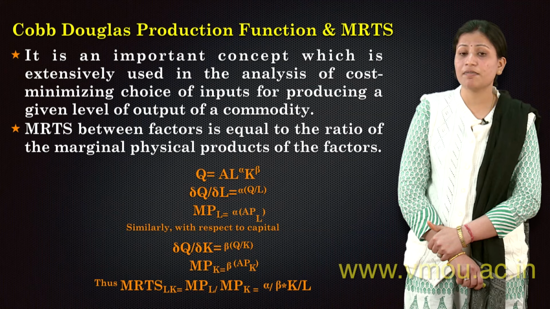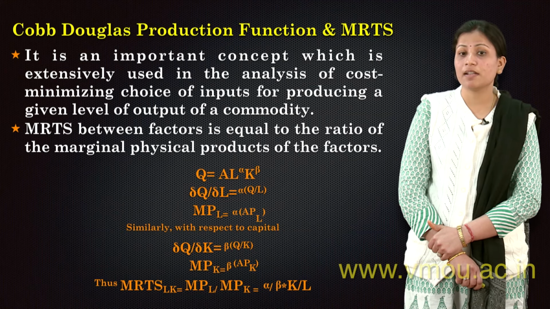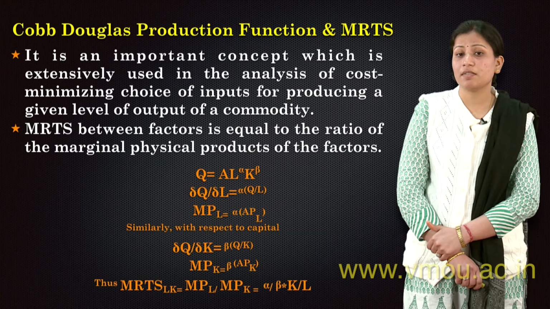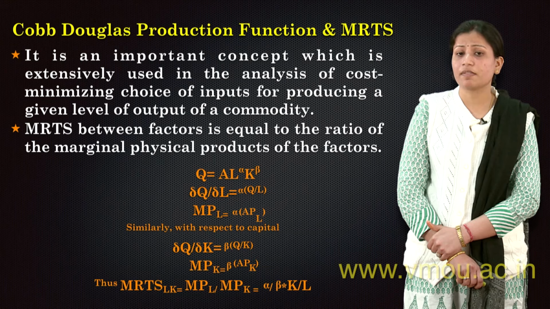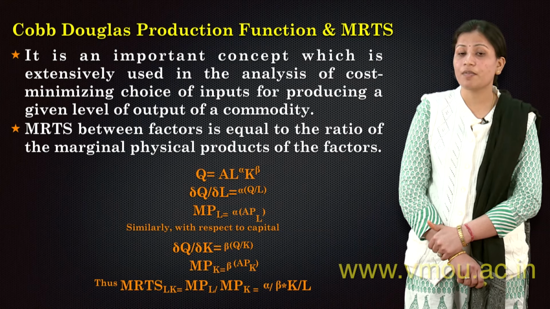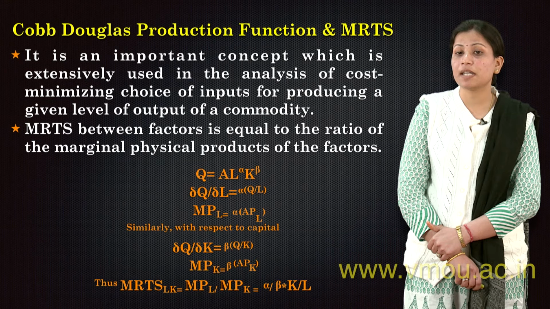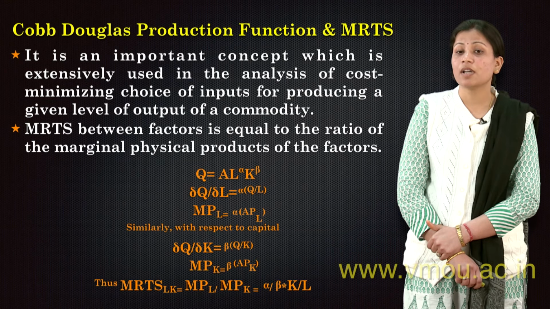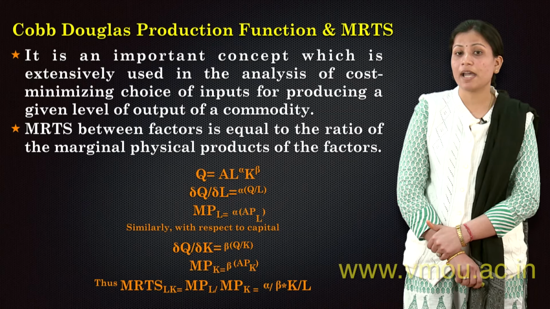Similarly, if you take the first order derivative of this Cobb-Douglas function with respect to capital, which is your marginal productivity of capital, it will be equal to beta times the average productivity of capital. And finally, if you find the marginal rate of technical substitution of labor for capital, it will be equal to MPL divided by MPK, and the ratio will be equal to alpha divided by beta multiplied by K by L.